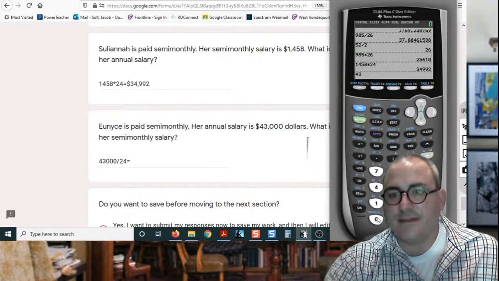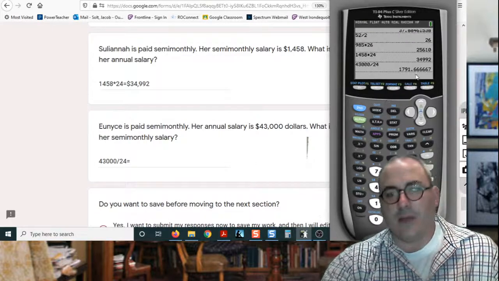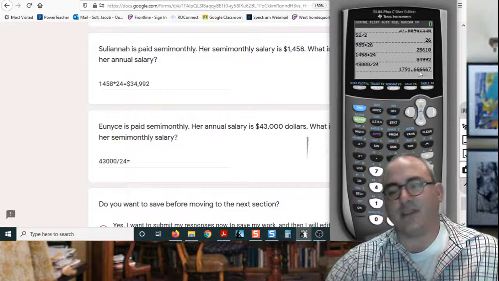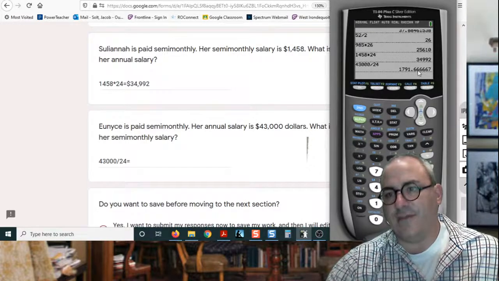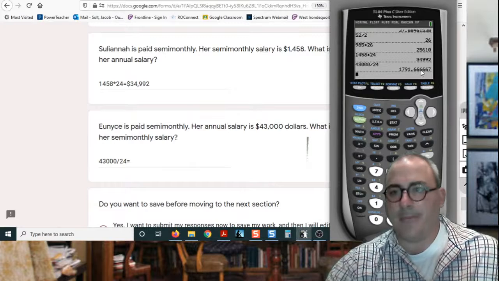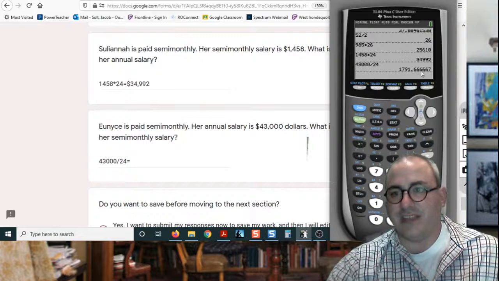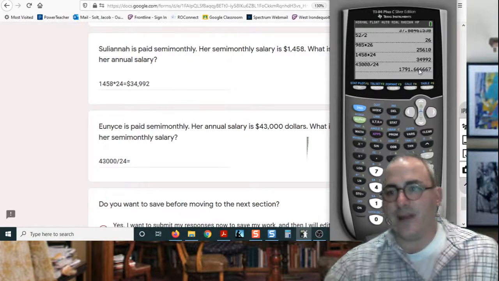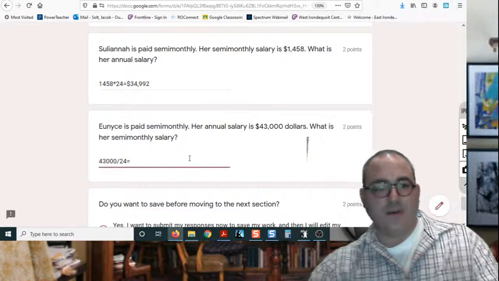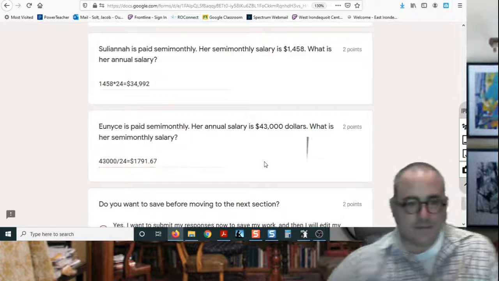So 43,000 divided by 24 is 1,791 point 6, 6, 6, 6. We're going to do some rounding here. I need to find out whether this 6 needs to become a 7 or stay a 6. To figure that out, I look at the number next to it in the thousandths place, and that happens to be a 6. Well, 6 is a number that's 5 or greater, which means this number here has to become a 7. So $1,791 and 67 cents.